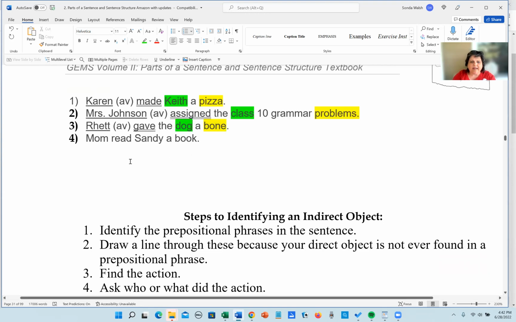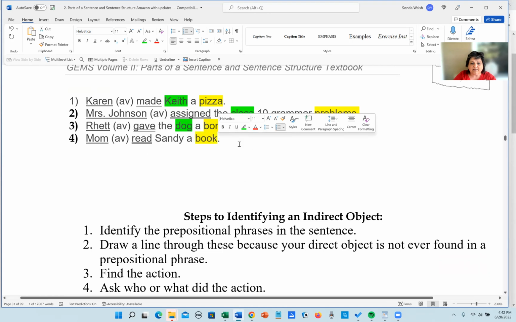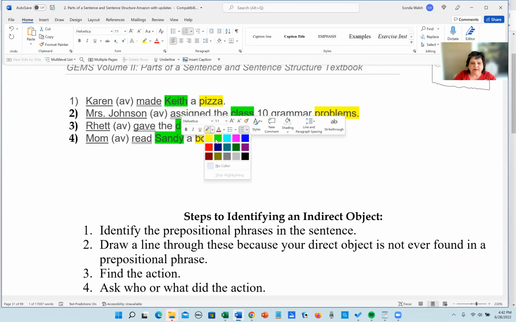Okay. And the last one, Mom read Sandy a book. Mom is the subject. Read is the verb. Read is an action verb. Mom read what? A book. A book is the direct object. To whom? To Sandy. That is the indirect object.